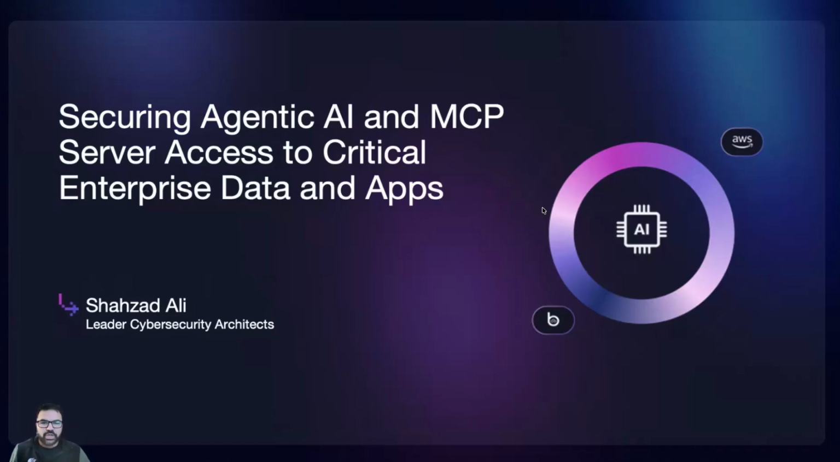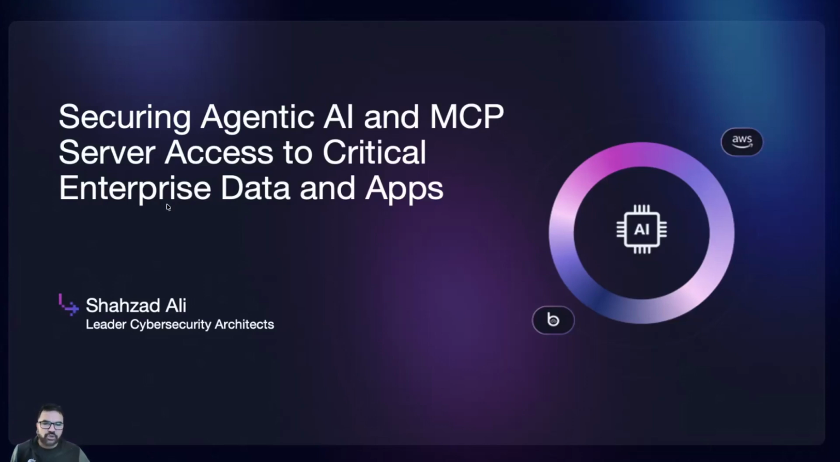Welcome everyone. Today we will show how access to critical enterprise data and apps by Agentic AI and MCP servers can be secured with guardrails provided by IAM solutions like Brightive. In this demo, we are using Snowflake as the data warehouse, but the same approach works for any critical system: databases, data lakes, SaaS platforms, or any other hybrid location that Agentic AI might try to access. Without Brightive, these AI agents could have broad, uncontrolled access.